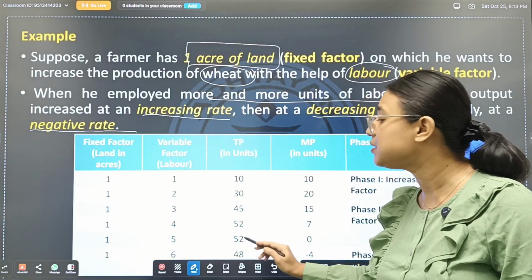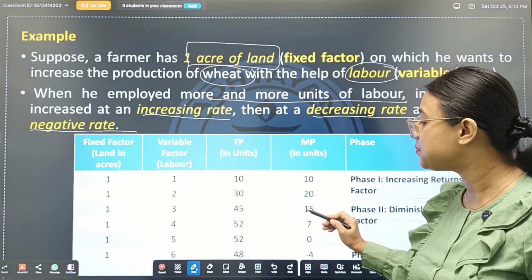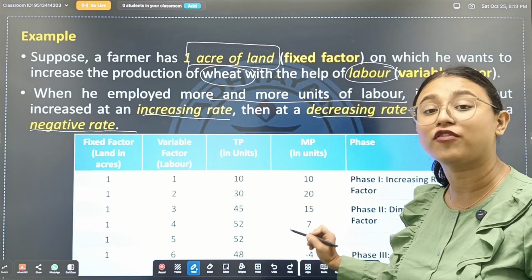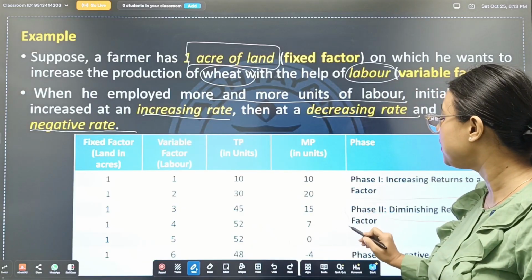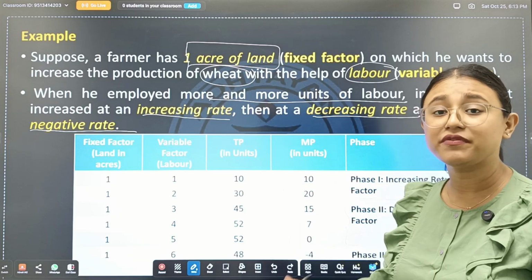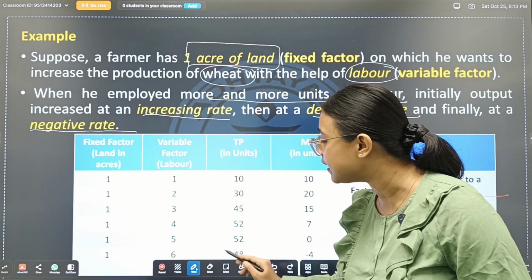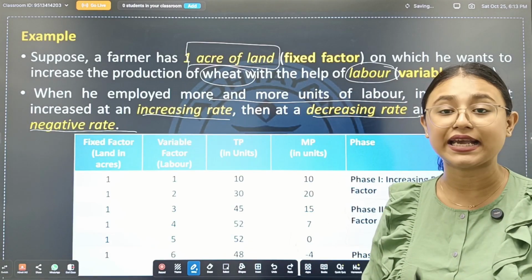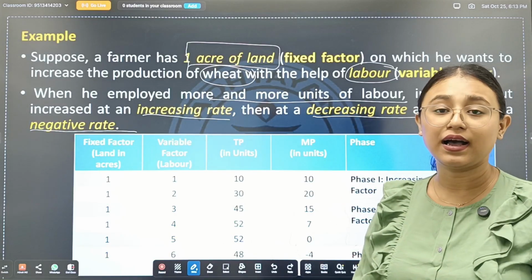Here total product is increasing, but it is increasing at a decreasing rate, from 20 to 15, 15 to 7, then 0. And here MP is falling, but MP has not yet become negative. So this will be phase 2 of the law of variable proportion, which is diminishing returns to a factor. Finally, we see TP falls from 52 to 48 and marginal product becomes negative. This is phase 3, or negative returns to a factor.